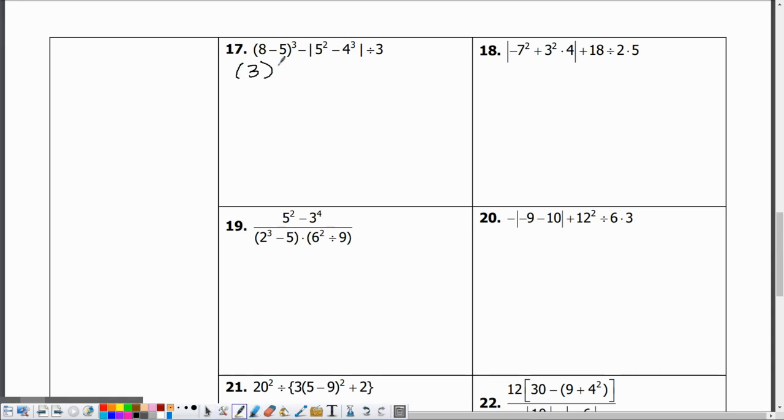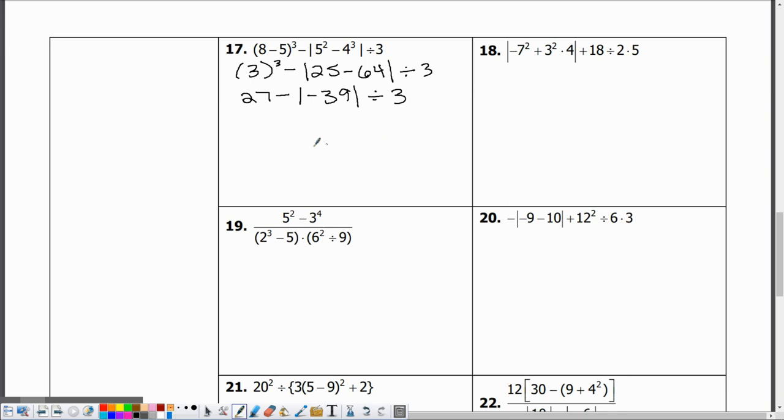So I have 3 cubed minus, now I'm going to go ahead and work in here. 5 squared is 25 minus 4 to the third is 64. And then divided by 3. Okay, so the next step, I have 3 to the third power, which is 27. And then I'm going to do the next part of the grouping symbol, so minus 25 minus 64. It's the absolute value of negative 39 divided by 3.